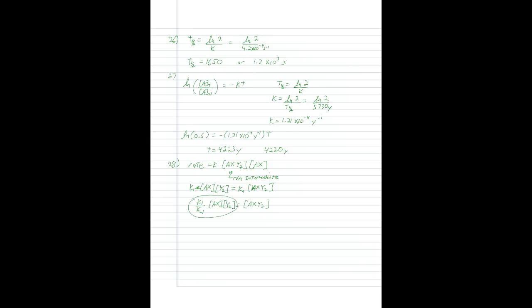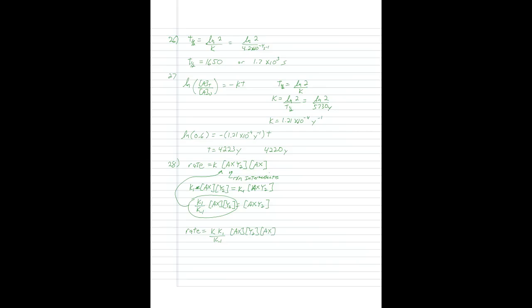I can now take this value here and plug that into the value for AXY2. So when I do that, I get rate is equal to k times k1 over k minus 1, and I'm going to have the concentration of AX, the concentration of Y2, times the concentration of AX.